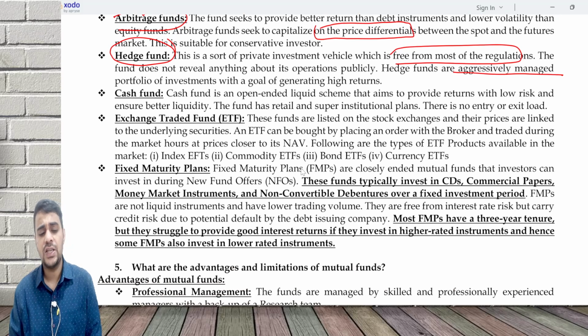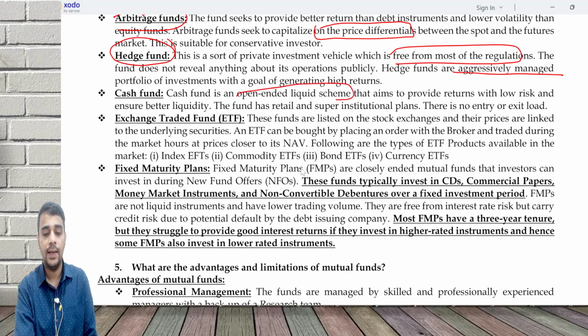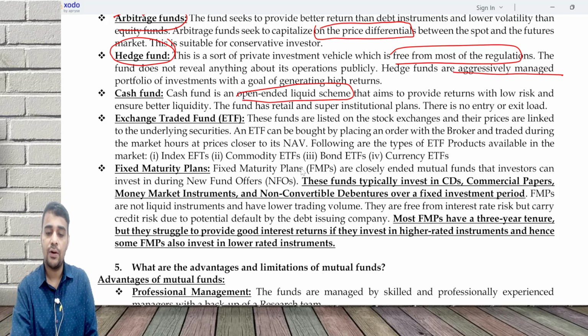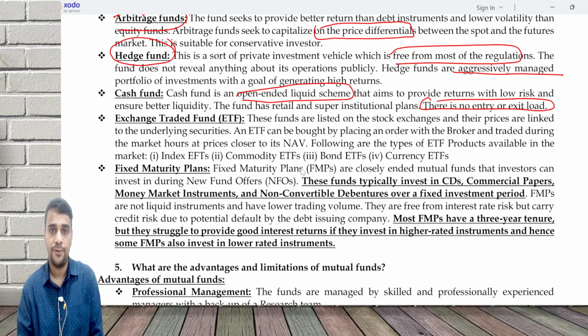Cash fund. A cash fund can be called a money market fund. Open-ended liquid scheme. Low risk and low return. Mostly because it is for a shorter period, it will not have any entry or exit load. Entry is the front end load. Exit is the back end load.